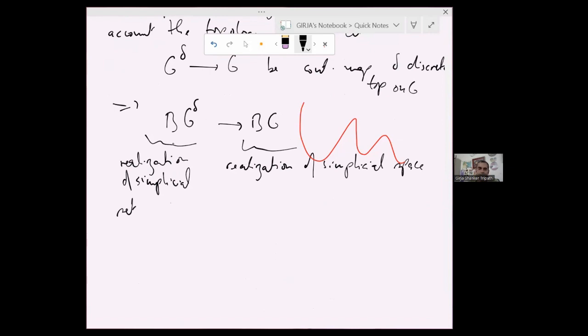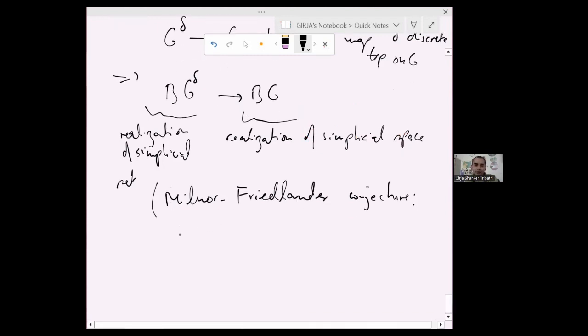So the properties of this map form a body of literature under the name of the Milnor-Friedlander conjecture: is it a weak equivalence, with maybe finite coefficients, or in what way. And you can try to read about it. Said with maybe mod p coefficients, this is a homology isomorphism.